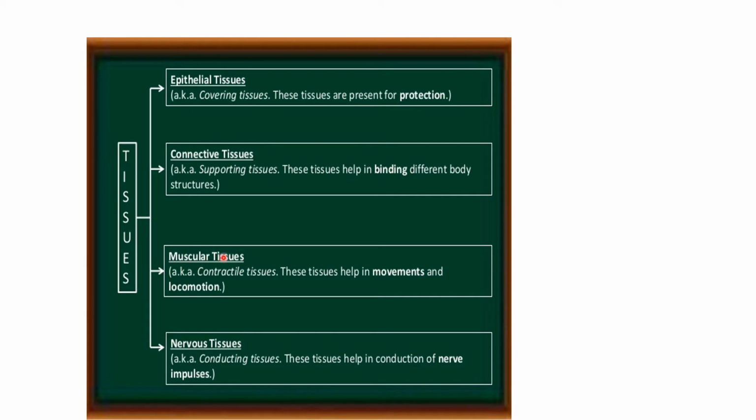Third one is muscular tissue, which is also known as contractile tissue, which helps in movement and locomotion. And the last one is nervous tissue, which is known as conductive tissue. This tissue helps in conduction of nerve impulse. So epithelial, connective, muscular and nervous tissue. These are the four types of tissue which are present in the body. Now first let's see about epithelial.